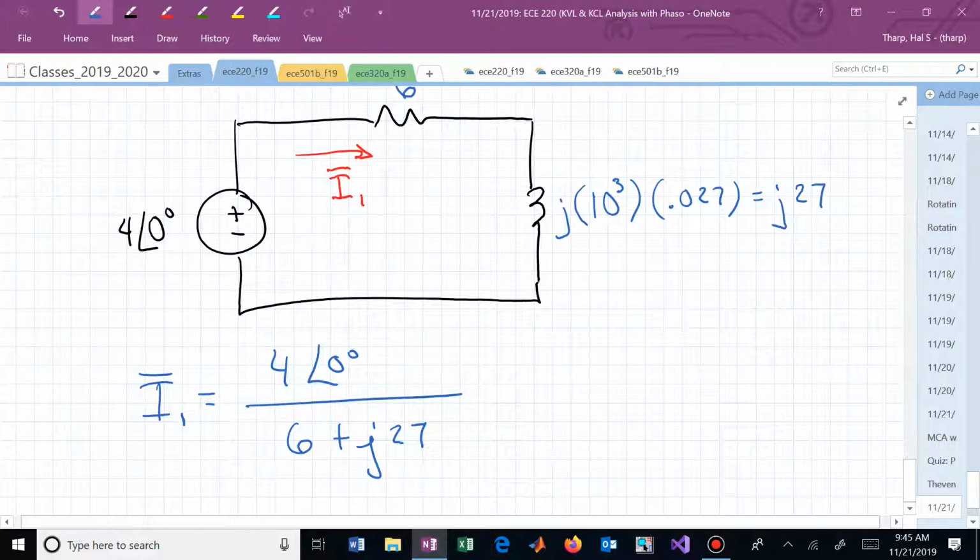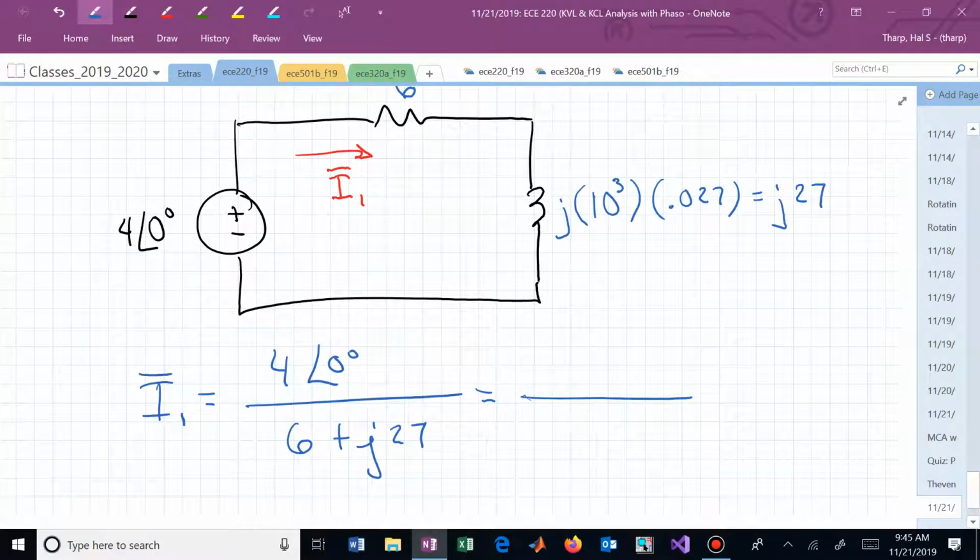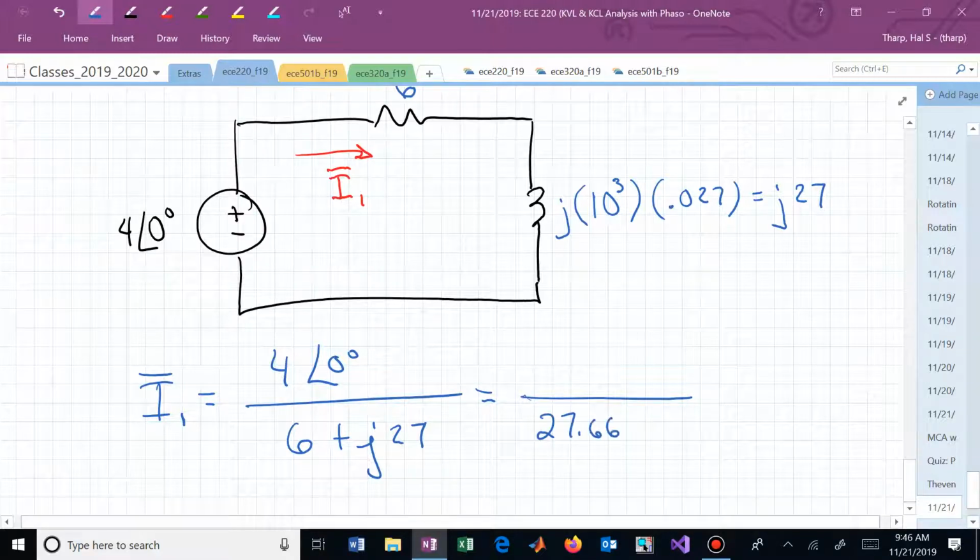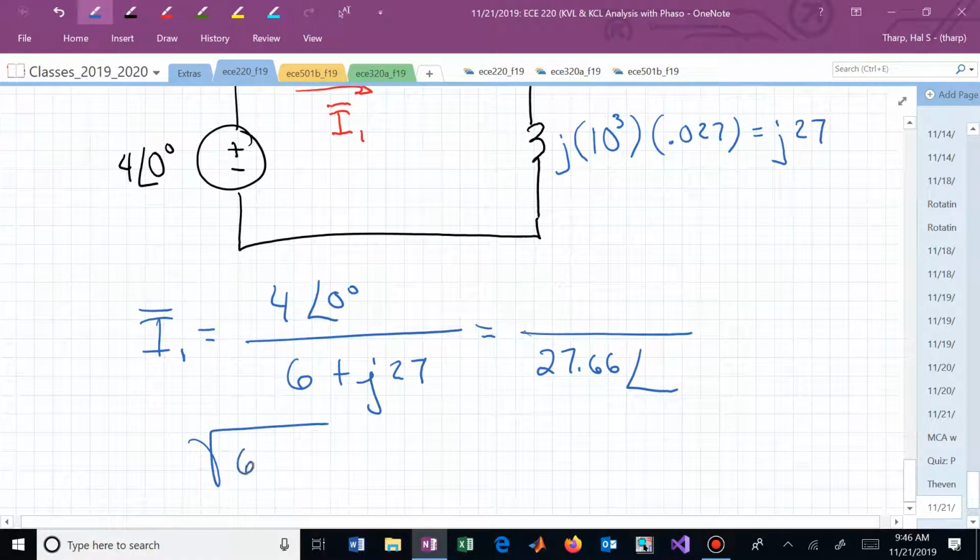You can now solve this however you feel comfortable solving it. But for now, let's just solve it by converting the rectangular form to polar form in the denominator. We have the magnitude as the square root of 6 squared plus 27 squared. 27 is much bigger than 6, so this ends up being 27.66, and the angle, so now I'm simply doing, I've done the magnitude and now the phase.